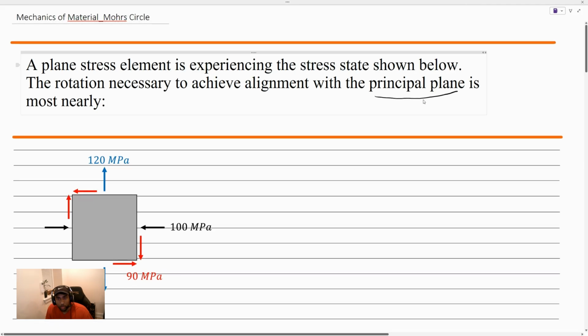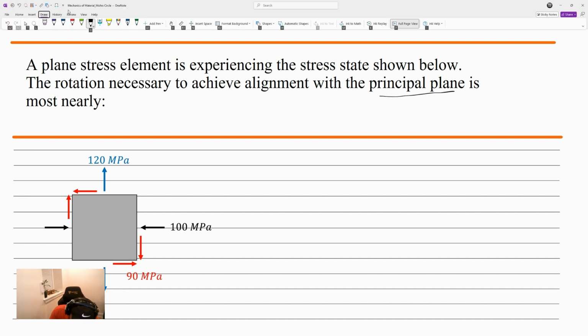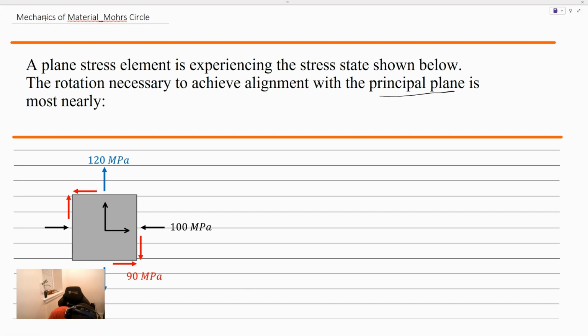Okay, so now that we're on a clean sheet of paper, first thing it said is that we need to achieve alignment with the principal plane. The principal plane is when we have zero shear on the stress element. That corresponds to the principal plane. Now, if this is x and this is y, when we have a tau xy equal to 0, that's when we have the principal plane.